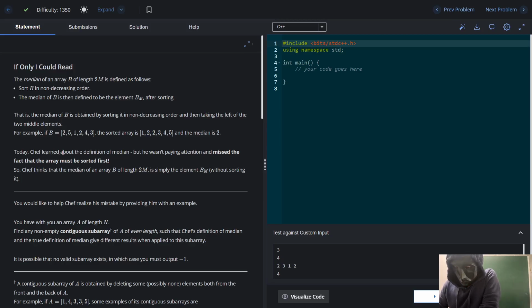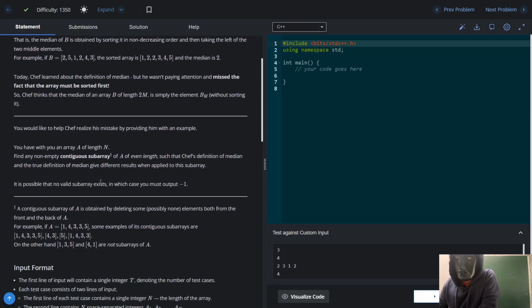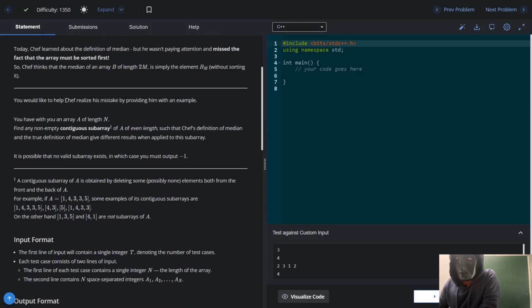Today Chef learned about the definition of median, but he wasn't paying attention and missed the fact that the array must be sorted first. So Chef thinks that the median of an array B of length 2m is simply the element b_m without sorting it. You would like to help Chef realize his mistake by providing him with an example.